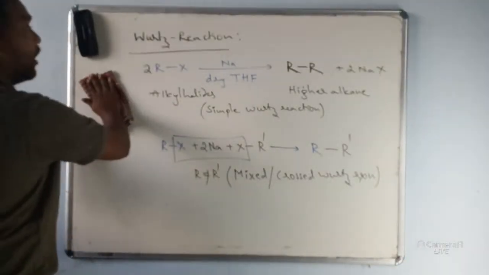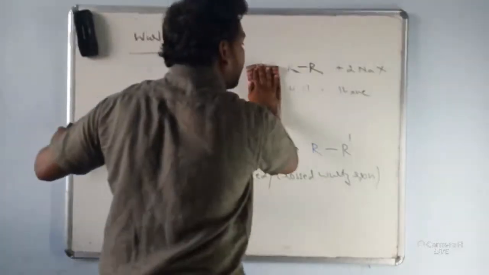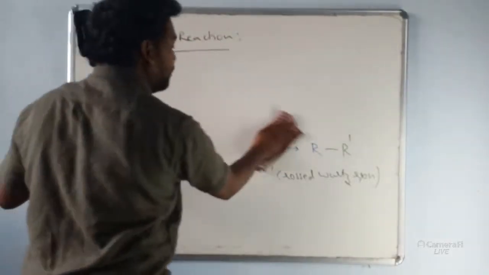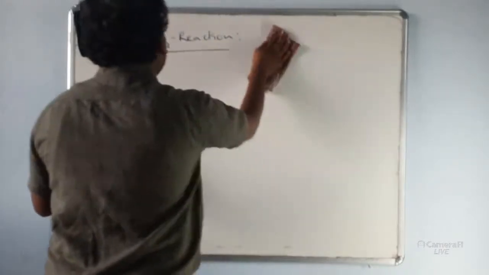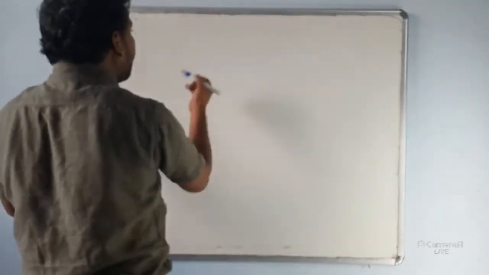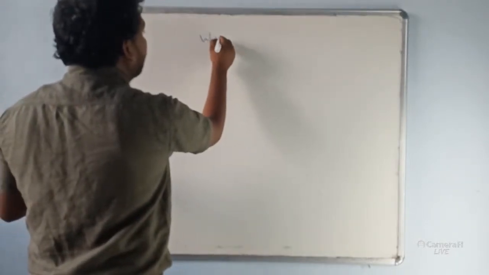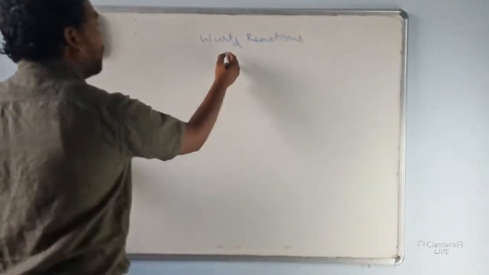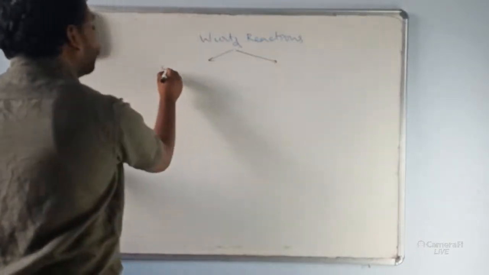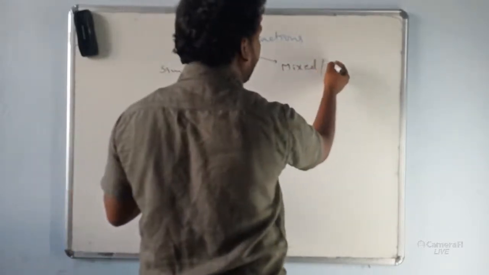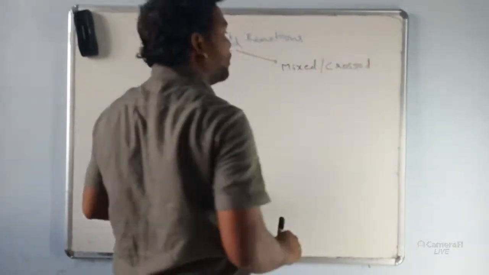Now the important things about this Wurtz reaction for competitive exams. Let us go to that. How many types of Wurtz reaction are there? Two types. Number one, simple Wurtz reaction, and number two, mixed. In some books it is mentioned as crossed. Both are the same: crossed Wurtz reaction.